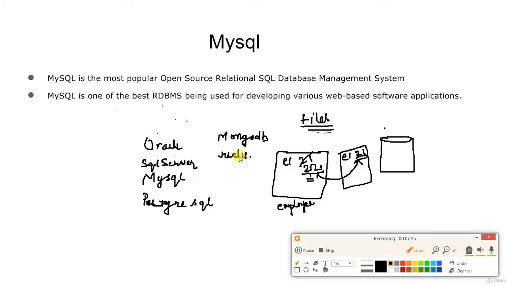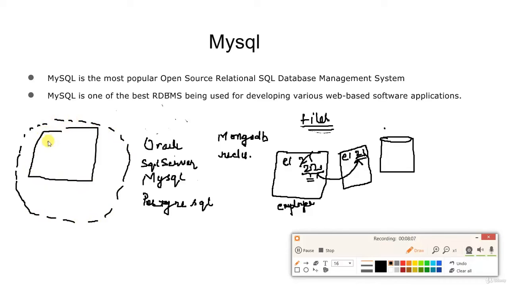Of course our motive here is not to study NoSQL databases. Our motive here is to study relational databases. And what is the prime identification of a relational database? The prime identification of a relational database is that data is always stored in the form of tables. So for example, suppose you have a server, and inside the server suppose you have a database. Inside the database, data will always be stored in the form of a table.